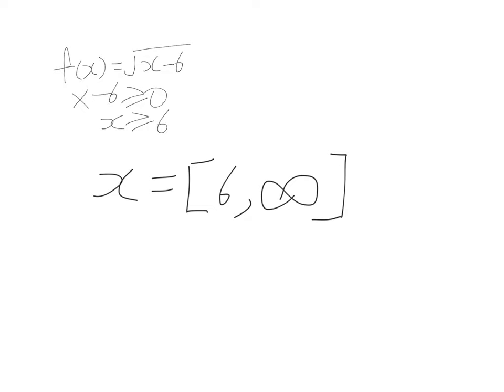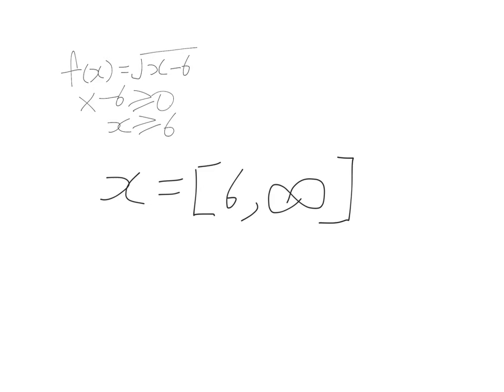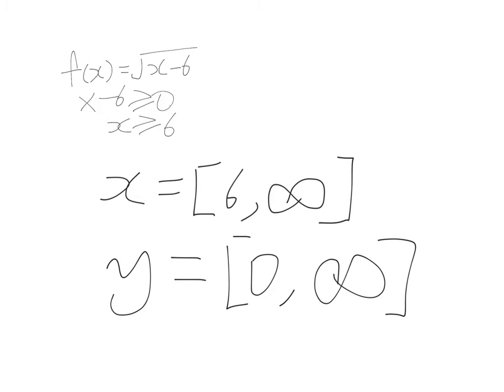Then to solve the range of this function, as we know the property of the square root, it has to be bigger than or equal to 0, which means the answer will be bigger than or equal to 0 as well. So the y value of this function will also be bigger than or equal to 0. And this is our range of this function.